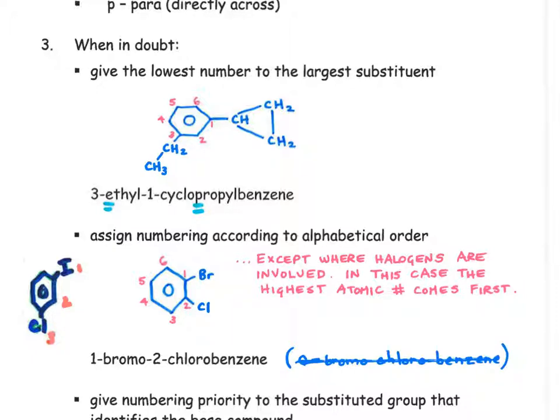So in this example, we're going to give the lowest number to the largest substituent. We have a cyclopropyl with 3 carbons and an ethyl with only 2, and therefore we're going to give the larger group, the cyclopropyl, the number 1, and then we're going to number down and to the left so that our ethyl can be at the number 3 position. Notice when we name it, we put the ethyl at the front and then the propyl. We're comparing alphabetically the ethyl to the propyl. The cyclo does not factor into it.